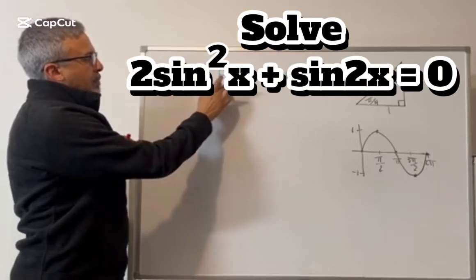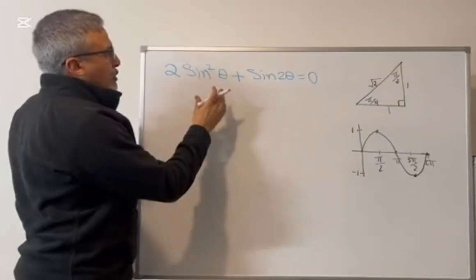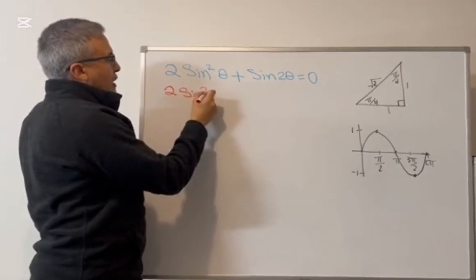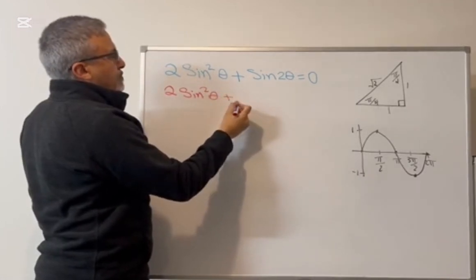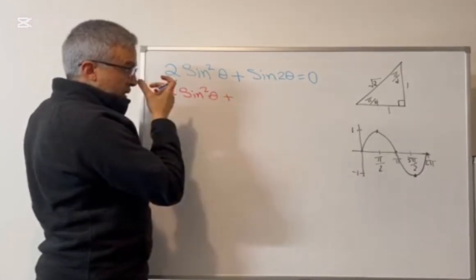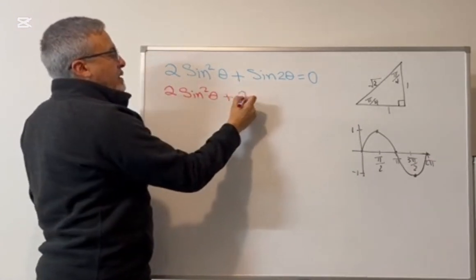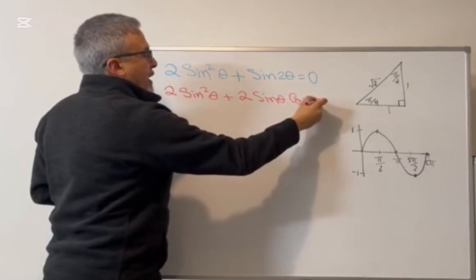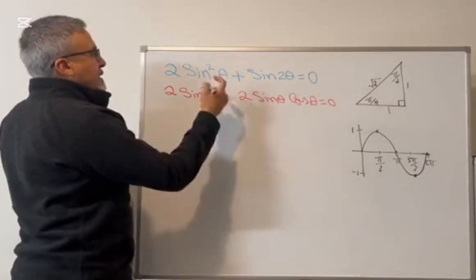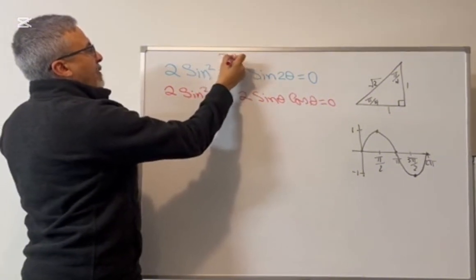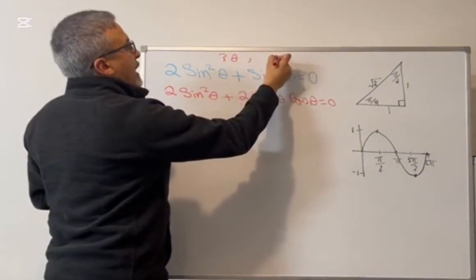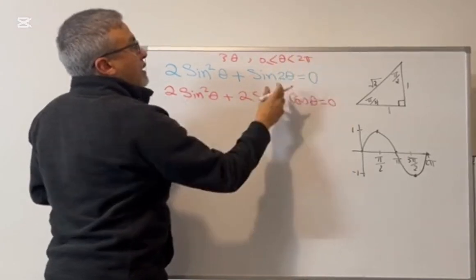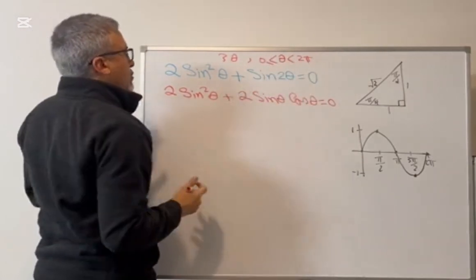2 sine squared theta plus sine 2 theta equals 0. And they want you to solve this. To do this, 2 sine squared theta plus, change the sine 2 theta to its identity. The identity for sine 2 theta is 2 sine theta cos theta equals 0. By the way, this is asking me to find theta where theta is between 0 and 2 pi. So they want you to find the angle in radians because they said between 0 and 2 pi.